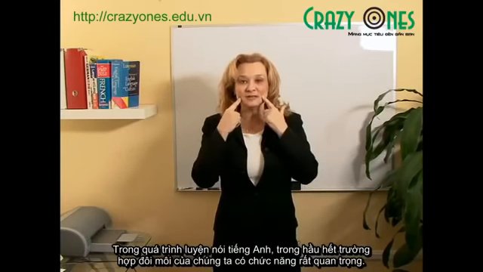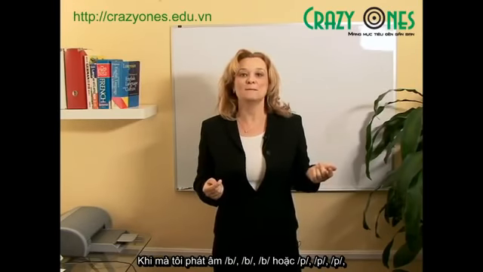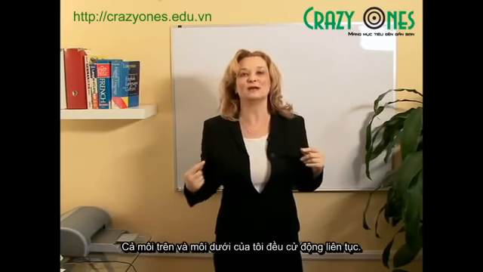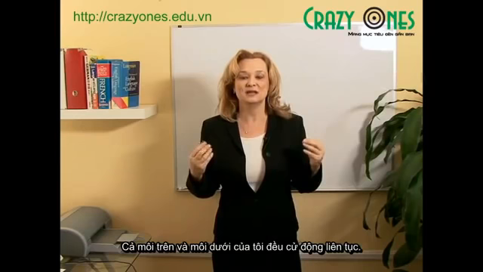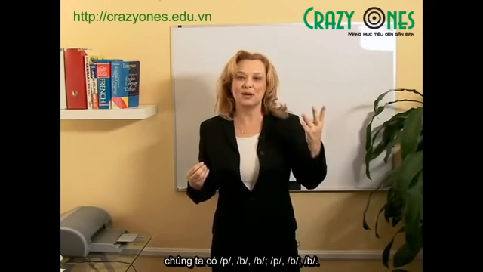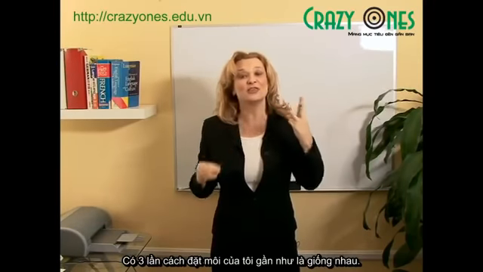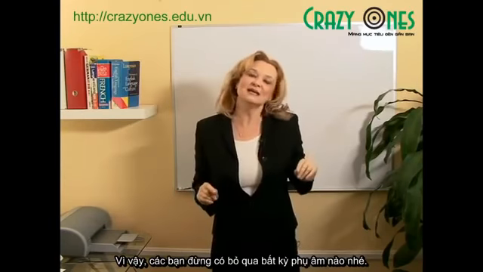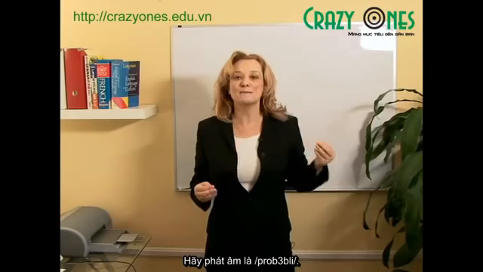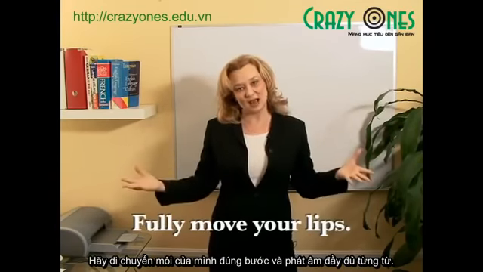Well, sometimes we use our lips, right? So if I say b, b, b, or p, p, p, I'm putting my lips together. Both my upper lip and my lower lip are working, b. So when I say probably, we have a p, b, b, probably. My lips have to open and close 3 times. So don't take any shortcuts. Don't say probably, probably. Say probably. Fully move your lips and fully pronounce each sound.